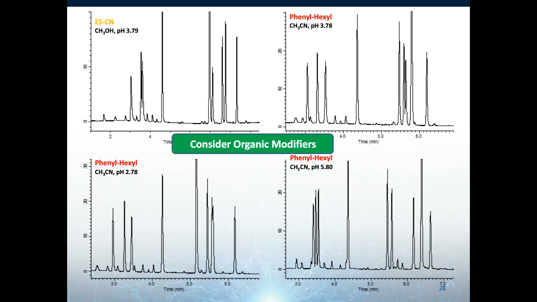So the top left shows the cyanophase run with methanol and pH 3.8 buffer. The bottom left shows phenylhexyl under acetonitrile conditions with pH 2.8. And then the top right shows phenylhexyl with acetonitrile run at pH 3.8. And then the bottom right shows phenylhexyl with acetonitrile run under pH 5.8. And what we decided to do was optimize the separation using the phenylhexyl column at pH 5.8.